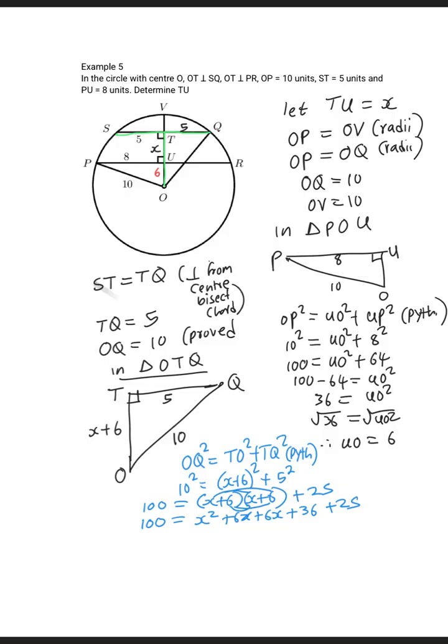And then we can take the 100 to come. Before it comes, we can just add everything. x squared, 6x plus 6x is 12x, and 36 plus 25 is equal to 61. Then we take 100 to the other side. We have 0 is equal to x squared plus 12x plus 61 minus 100. Then we have 0 is equal to x squared plus 12x, and then 61 minus 100 gives us minus 39.